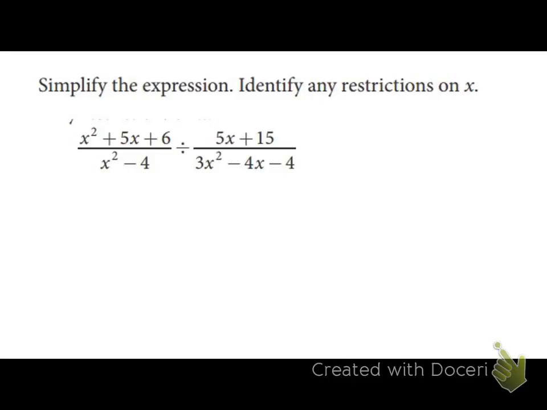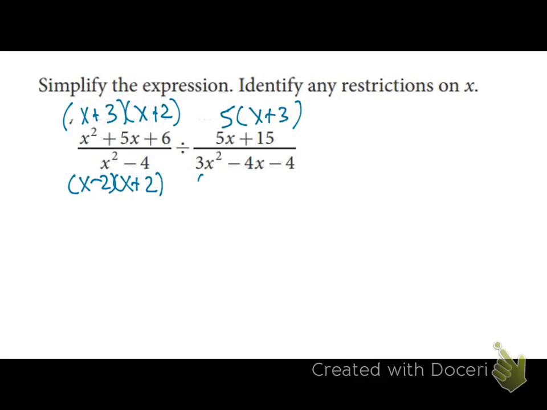So you got what? Tell me again. You got x plus 3, x plus 2. What did you get for the x squared minus 4? x minus 2, x plus 2. Okay. Now, what did we get for the 5x plus 15? 5 parentheses, x plus 3. And what did you get for your denominator? x minus 2 times x plus 2 thirds.